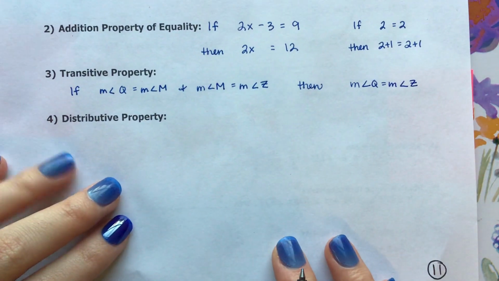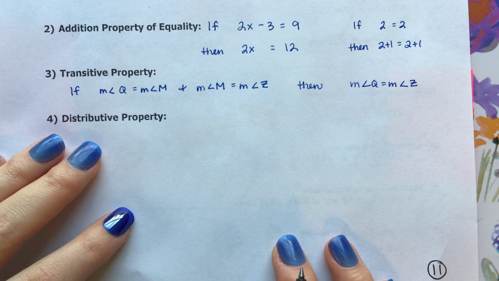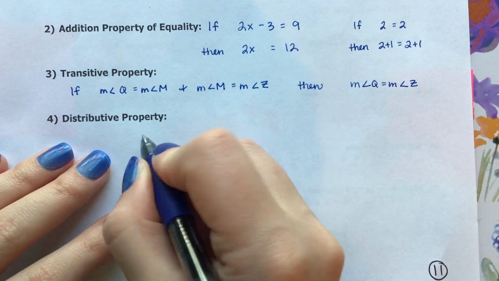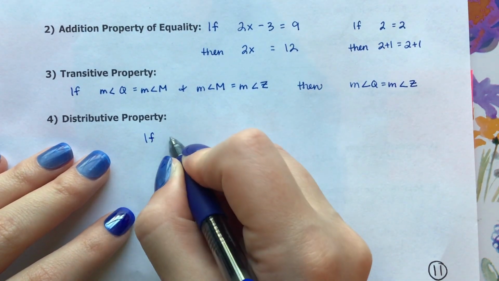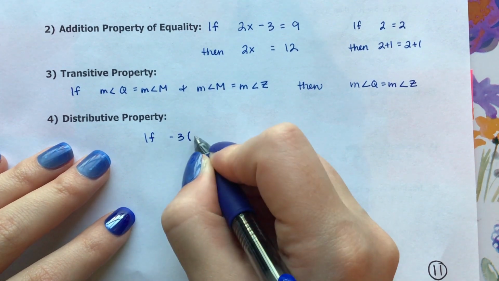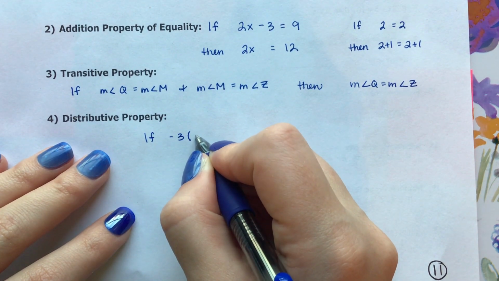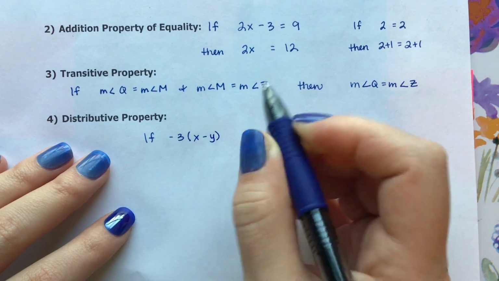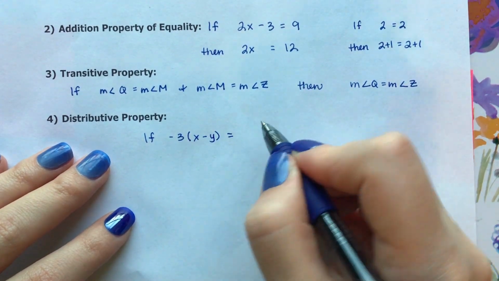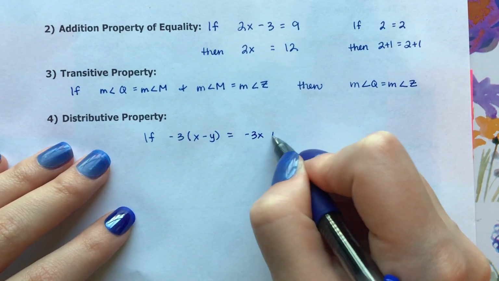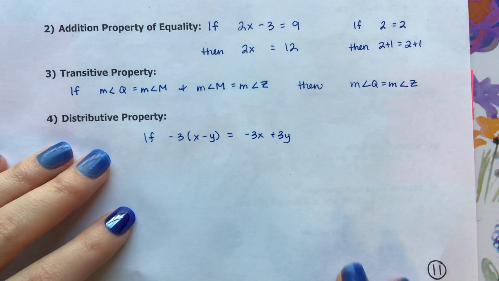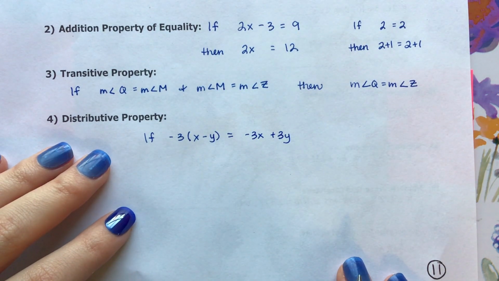For our very last one, we have the distributive property. You guys do this all the time, so it might look like this. If negative 3 is multiplied by x minus y, then that's going to equal negative 3x plus 3y. And there you have it.